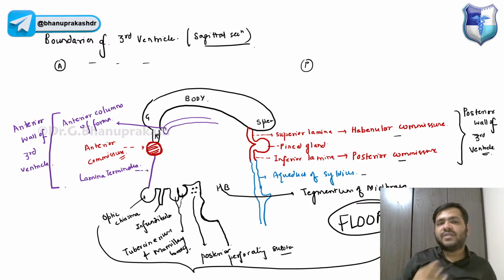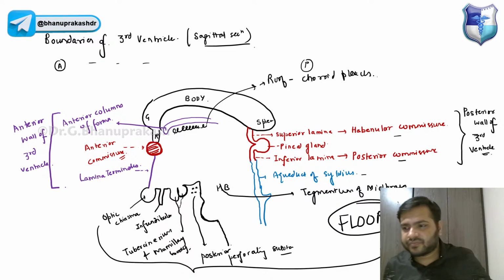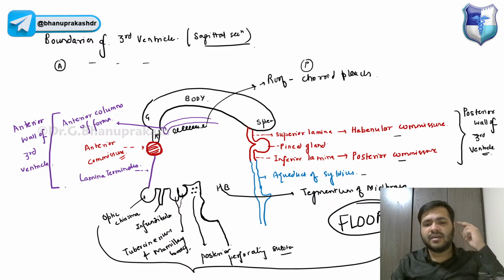Now, guys, you have to remember one more thing: the roof is basically formed by the choroid plexus. Let us try to make it more diagrammatically correct. It is below the fornix, guys. The roof is formed by the choroid plexus, which is below the fornix, right?